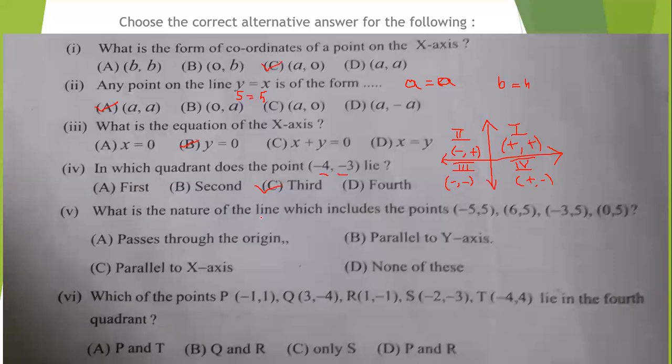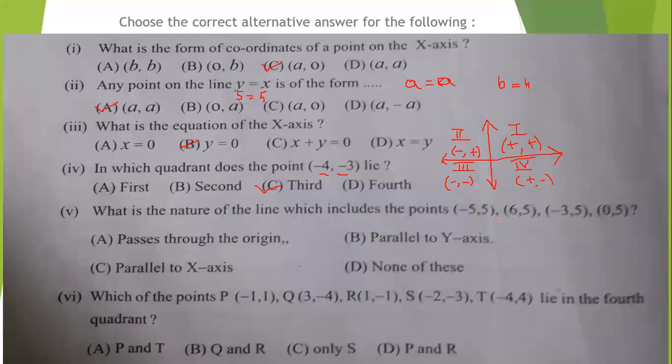Now, what is the nature of the line which includes the points minus 5, comma 5; 6, comma 5; minus 3, comma 5; 0, comma 5? So you have to just write the nature of that line and they have given us the alternatives as A passes through the origin, B parallel to y-axis, C parallel to x-axis and D none of this. Now how are we going to work on this? Passes through the origin is not possible. None of this is also not possible. So now we have B and C left with us.